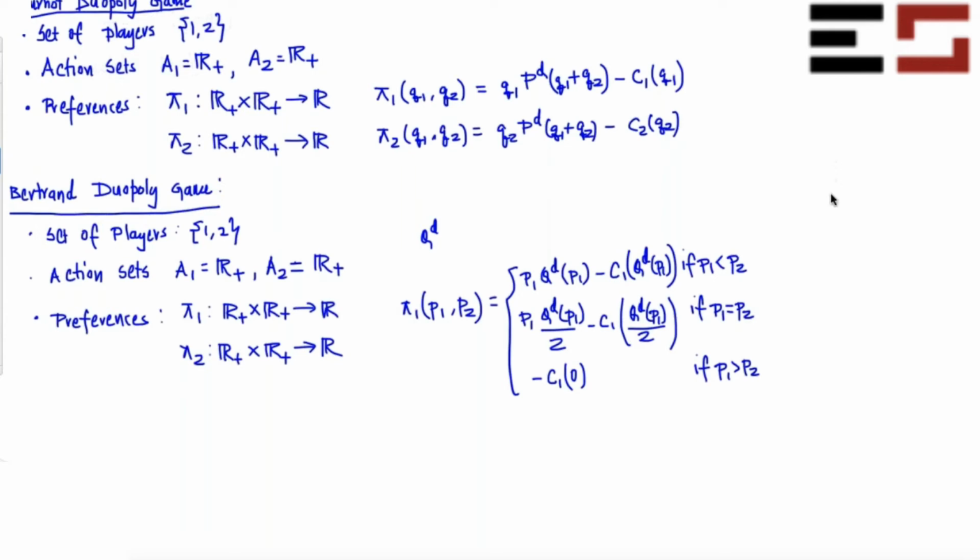Similarly, you can write the profit of firm 2 in exactly the same way. I'm not writing it, you can just do that on your own. Just write pi 2 as a function of P1 and P2, and if P2 is less than P1, then you write a similar expression for firm 2, and so forth. Just do that on your own.